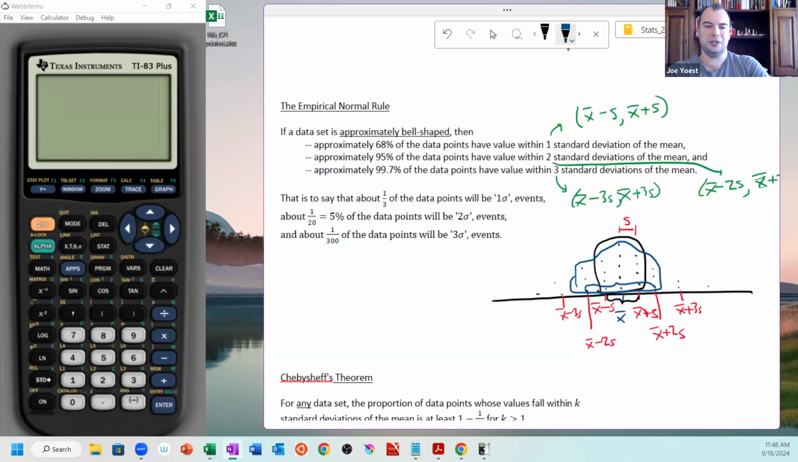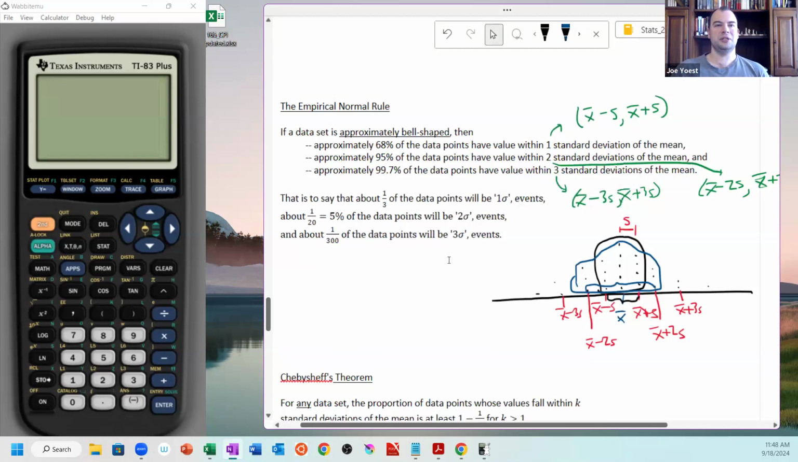We could also look at this the opposite way and say that only about 1/3 of the data points will be what we call one sigma events, more than one standard deviation away from the mean. About 1/20th, or about 5% of the data points, will be more than two standard deviations away from the mean. And about one data point out of 300 on average will be more than three standard deviations away from the mean.